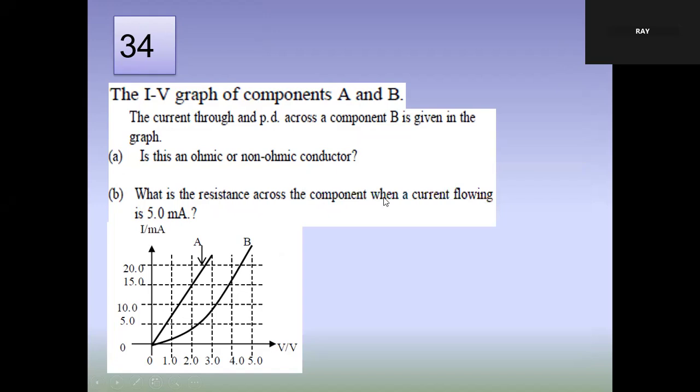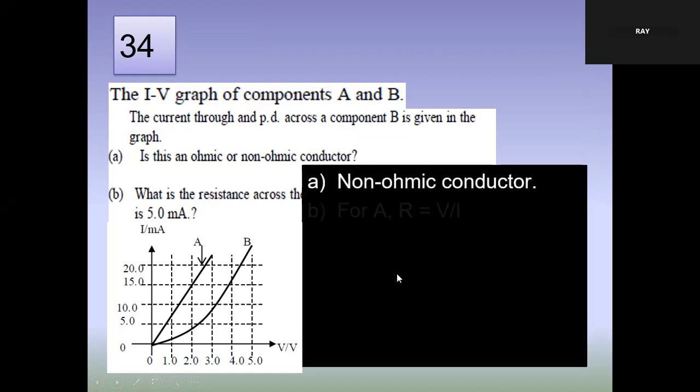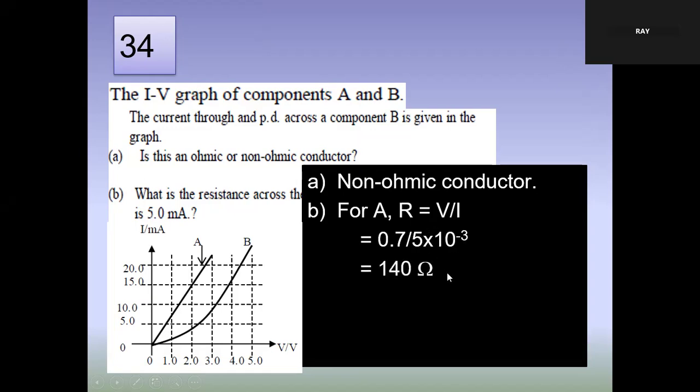And what is the resistance across a component when the current passing through is 5 milliampere? We have 5 milliampere, and estimate the potential difference, V over I. At A, 5 milliampere is about 0.7. Very hard to estimate, but it doesn't matter as long as you estimate. 0.7 divided by 5 milliampere, change to ampere, 140 ohm.